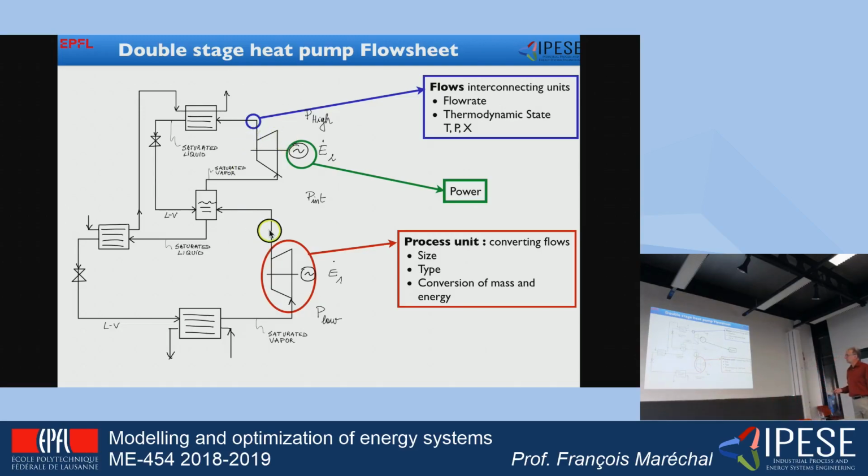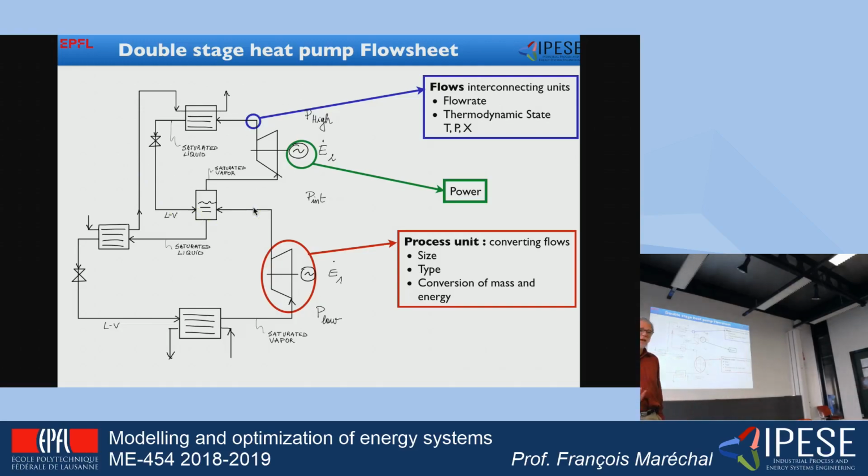at the outlet of the unit a flow which needs to be characterized by the flow rate, but not only the flow rate, also its thermodynamic state. So what is the temperature, what is the pressure, what is the composition of each of those streams. So if I'm looking at this system here and I want to characterize it, I need to know the flow at each point here, here, here, here, that is going to interconnect the different process units.